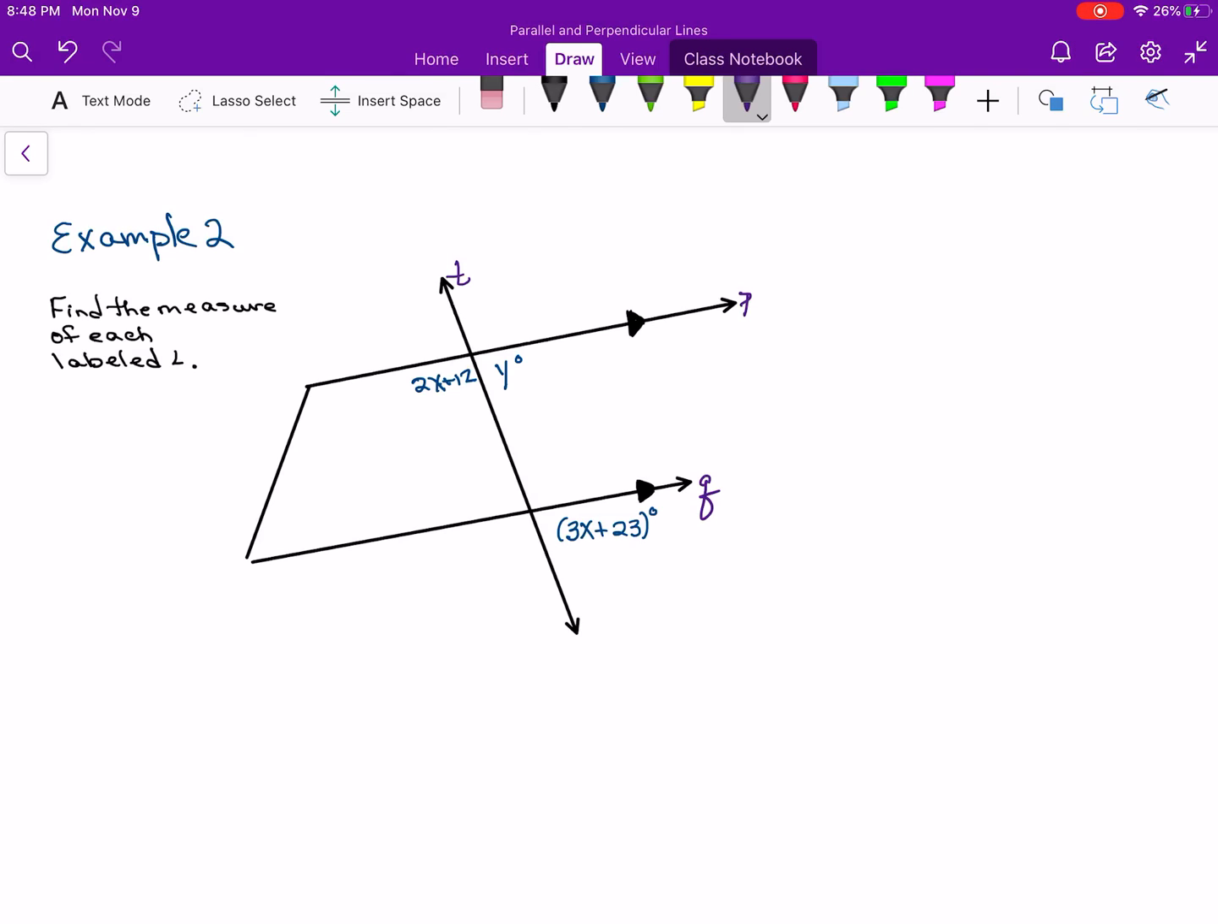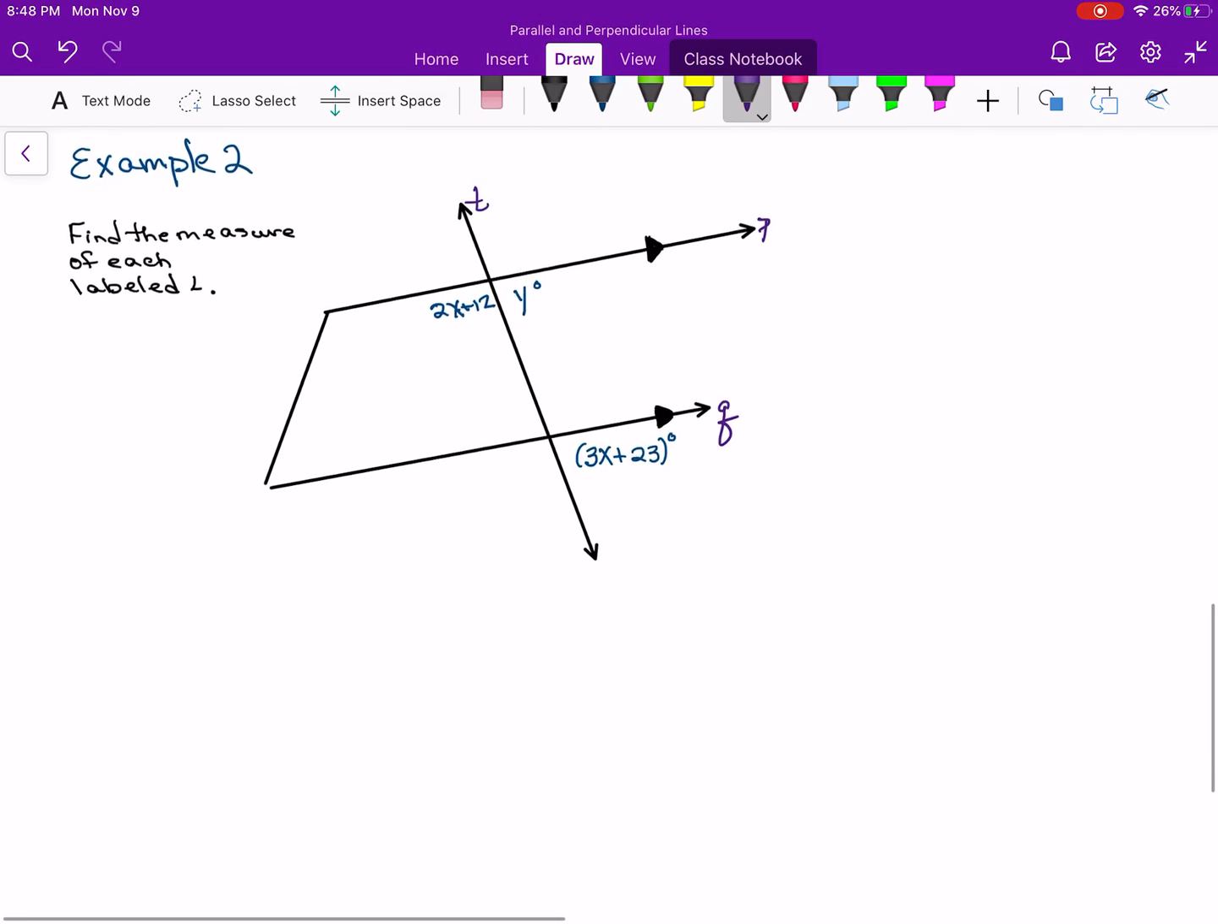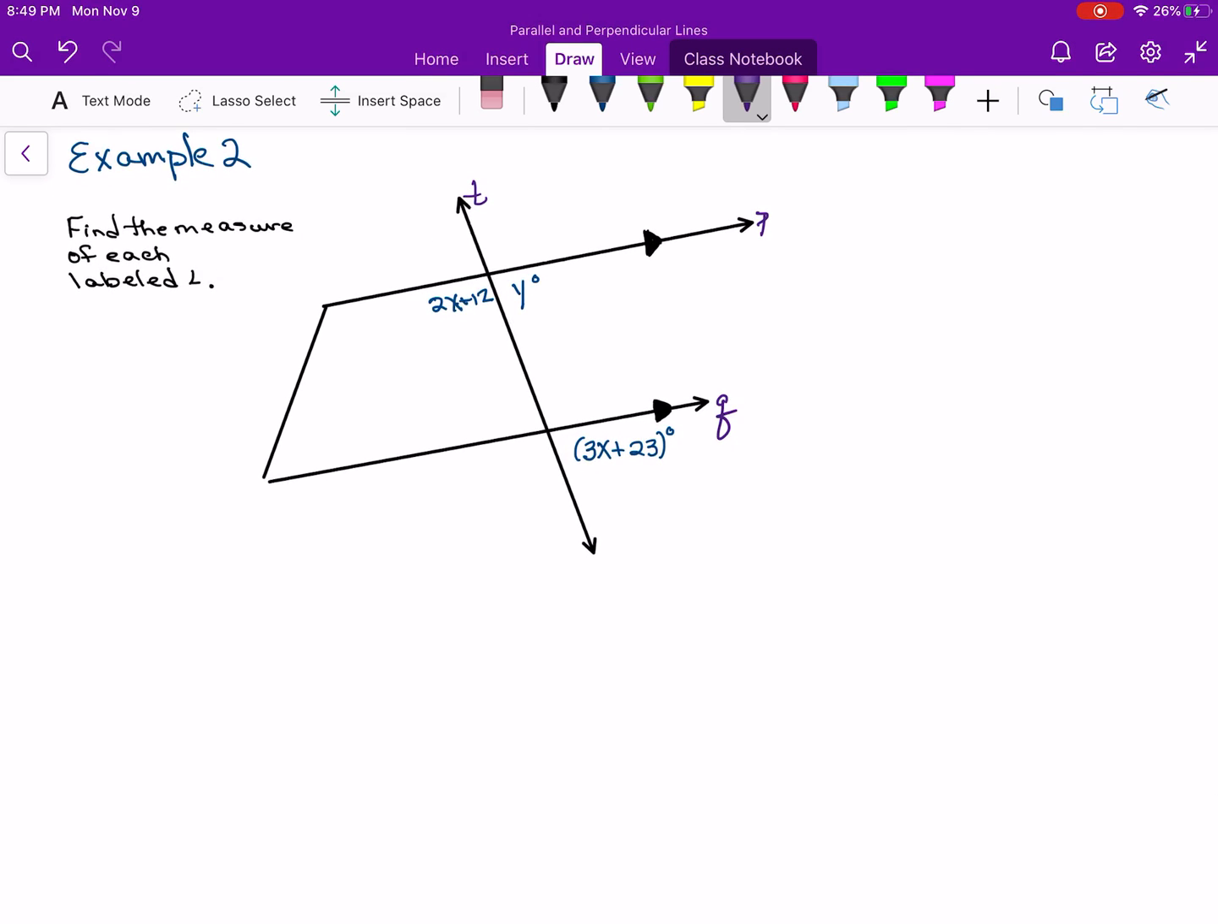We don't have a whole lot of information going here, so what I would suggest you do is write down anything that you know. So let's give this a shot, and we're just going to take some notes. Because y and the 3x plus 23, because they're corresponding angles, we know that those two angles are congruent, which means that their measurements are the same. So I can set them equal to each other.